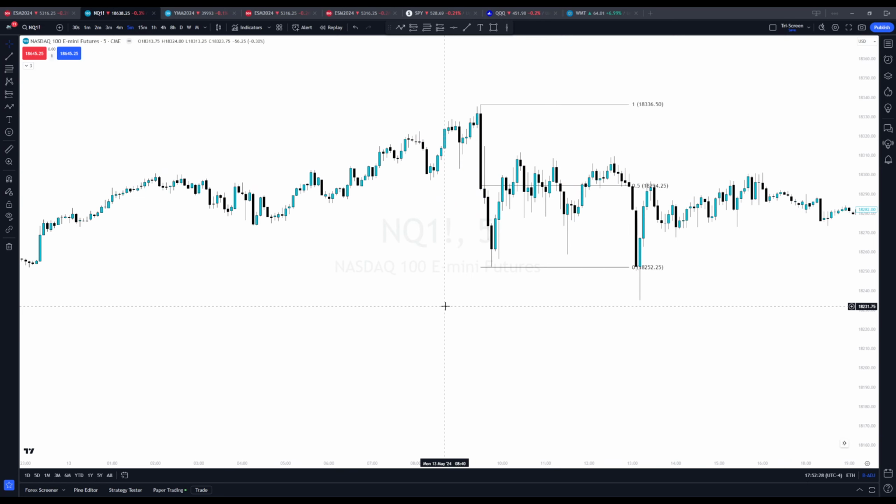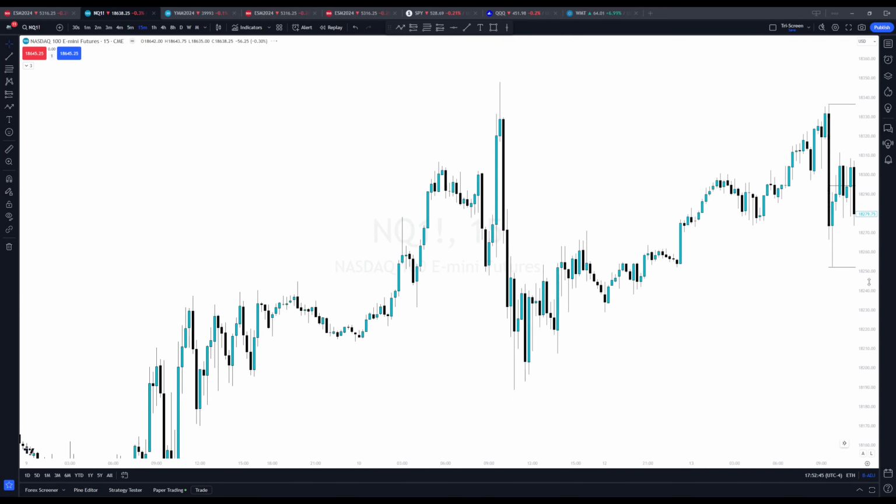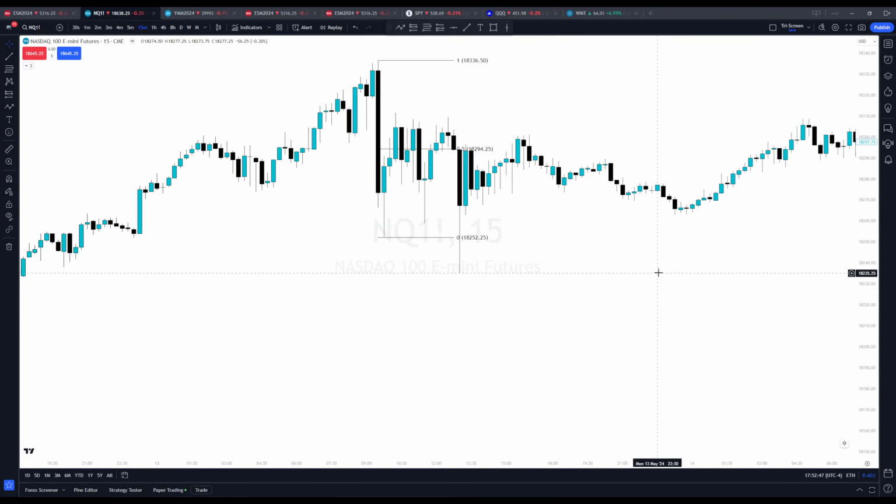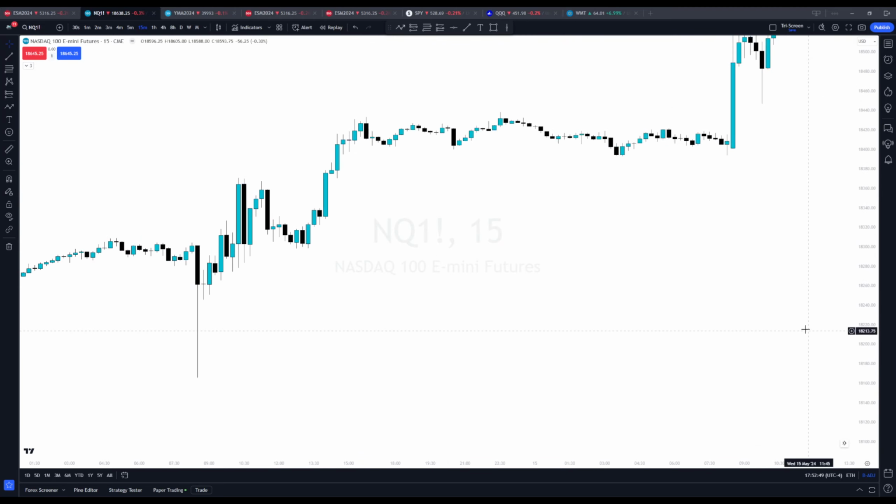So I'm just drawing on the 5 minute, and most of the time, whenever you draw your retracements, usually there's going to be an unfilled FVG, whether it's a 1 minute, a 5 minute, or a 15 minute, above.